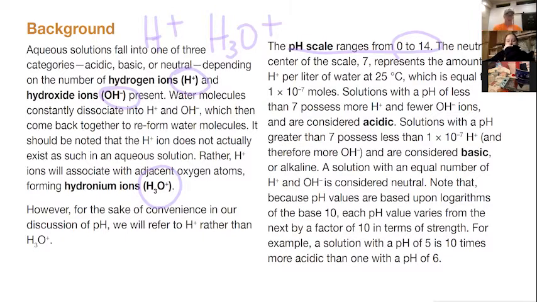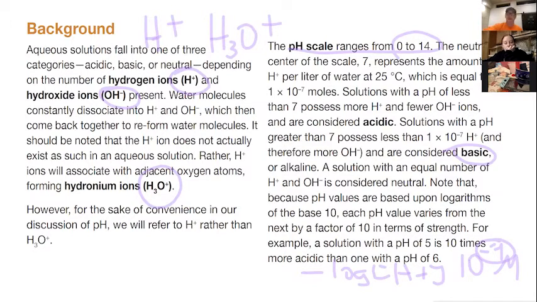So solutions with a pH greater than 7, we consider them basic. Because you remember that the pH is based on minus log of the concentration of H plus. So since it's the minus log, the smaller that the concentration gets, like 10 to the minus 9 molar, the higher the pH goes. So remember that once the number goes up, it means you're getting less and less H plus ions.